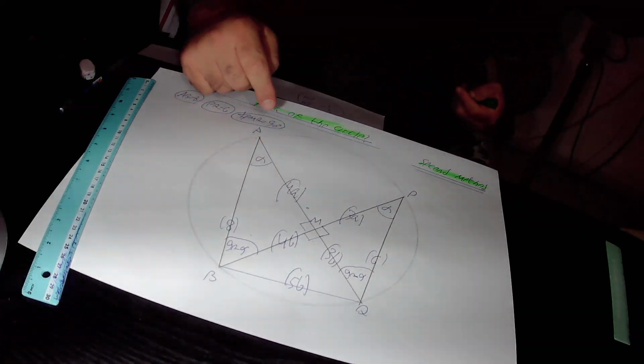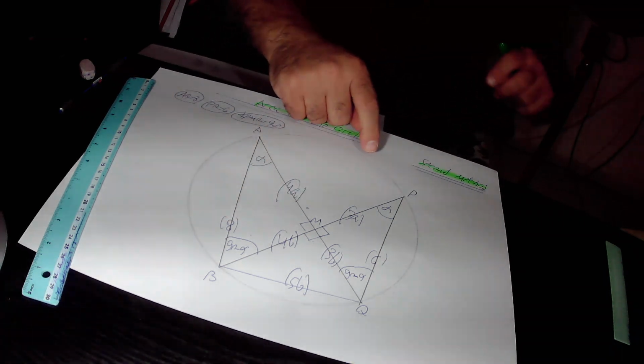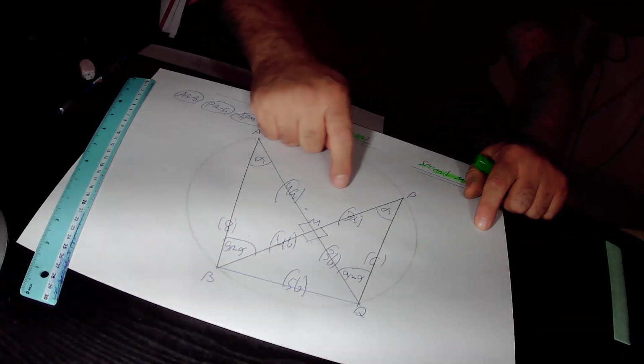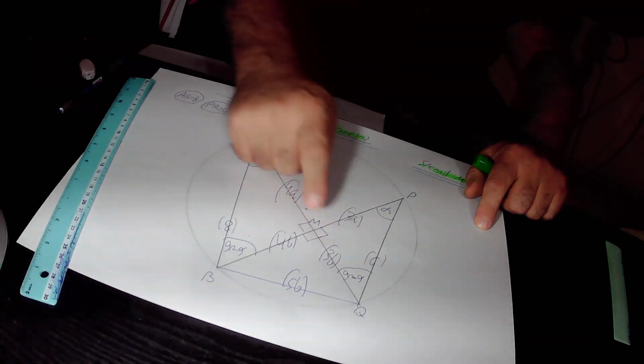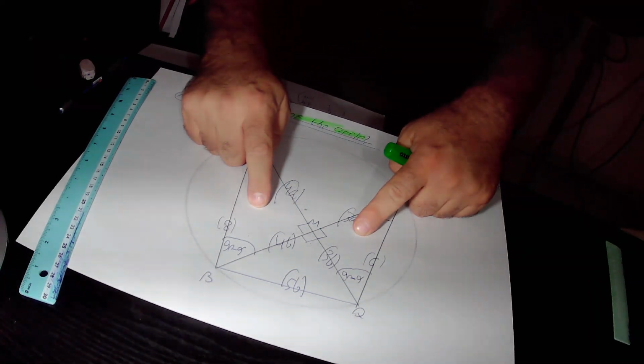We found out that all the angles of this right triangle AMB are correspondingly equal to those three angles of this right triangle PMQ, and therefore those two right triangles are similar to each other, according to the angle similarity rule.